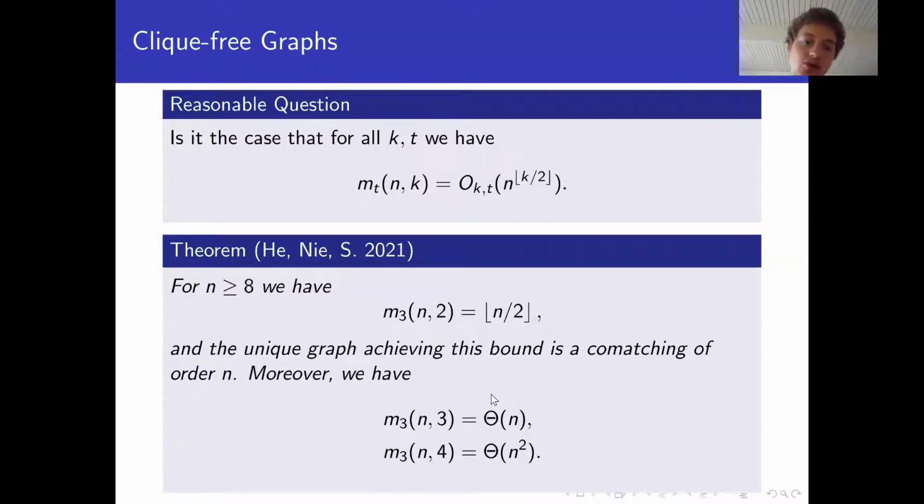Moreover, we can prove that the order of magnitude for 3-MISs and 4-MISs is n and n squared respectively. So if you went back to the previous slide, you would see these are exactly the lower bounds that we were able to achieve with these co-matching constructions. So at least for k at most 4, those constructions were the best we could do, and this agrees with the question here. However, as you might have picked up, this is not the truth in general.